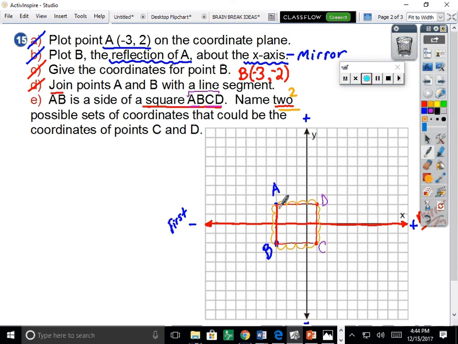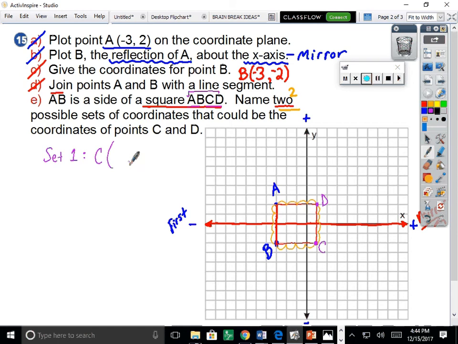Well, this is one possibility, and it says I want to name 2 possible sets of coordinates that could represent points C and D. I just found one possible set. Here they are. This set here that I have in purple would be one possibility. So how about this? We could say set 1.